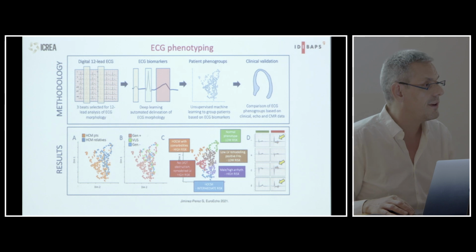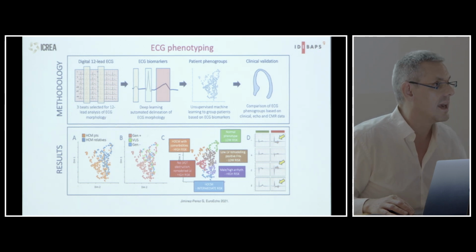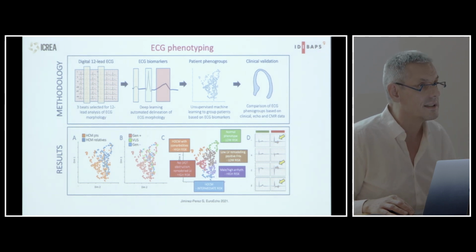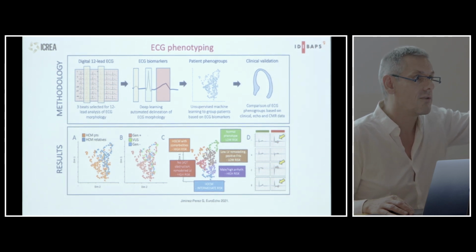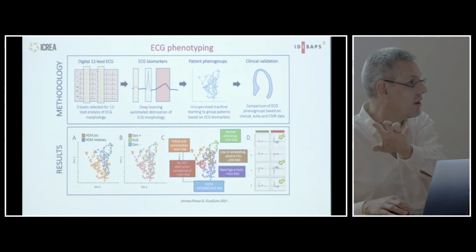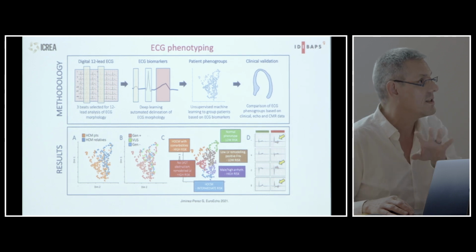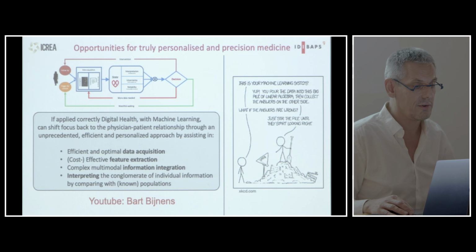Or even ECG phenotyping. Here we use this HCM cohort where we really can look at high risks. On the one hand, we have high risks with, for example, an outflow tract gradient. On the other hand, you have high risk with just low GLSs. Actually, based on the ECG, we can already get some information there also.